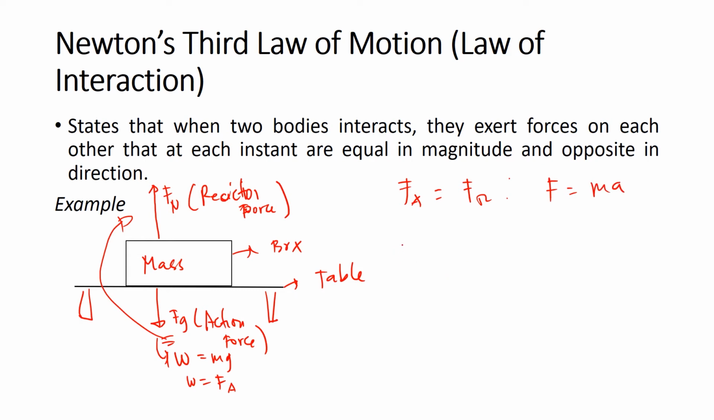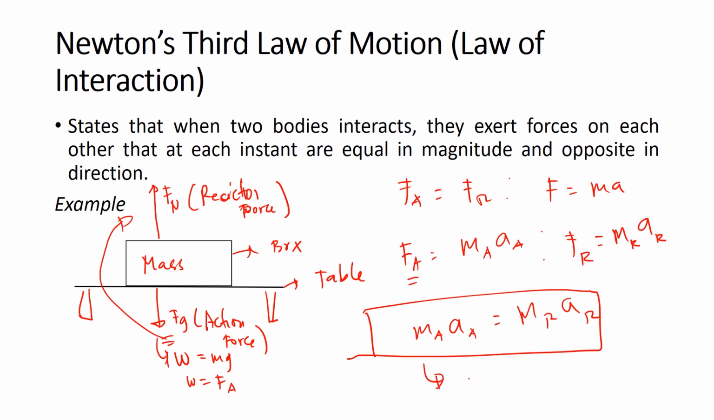That means the action force is equal to mass sub A times acceleration sub A, where the subscript A represents that we're referring to the action force, and for the reaction force this is F sub R, which equals mass sub R times acceleration sub R. Or we can also rewrite this formula as M sub A times A sub A equals M sub R times A sub R, and this equation here is the equation for the law of interaction, wherein M is mass and A is acceleration. So you always remember that equation.